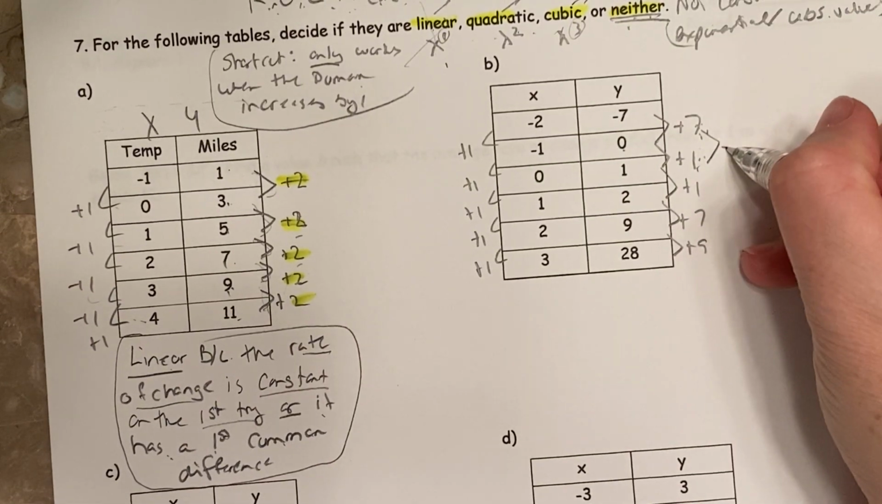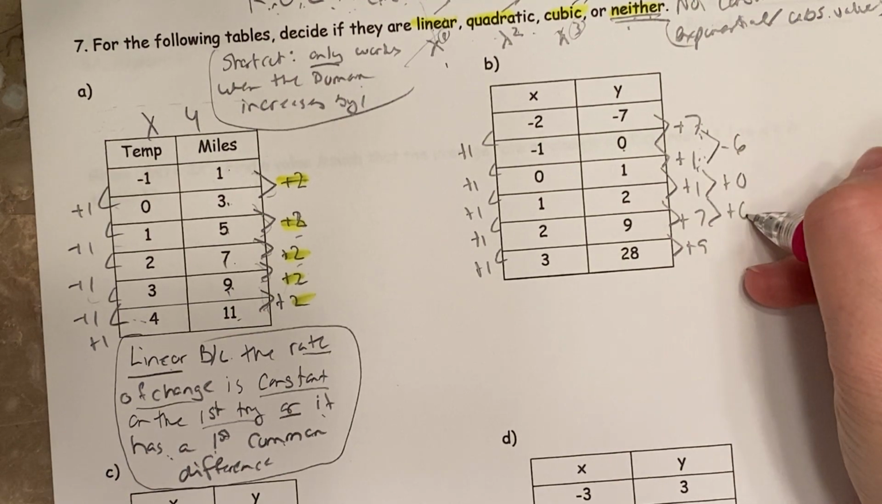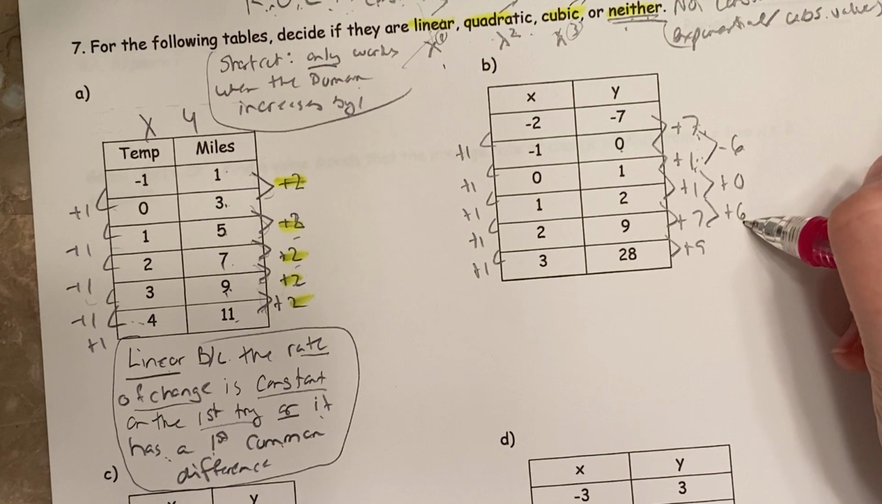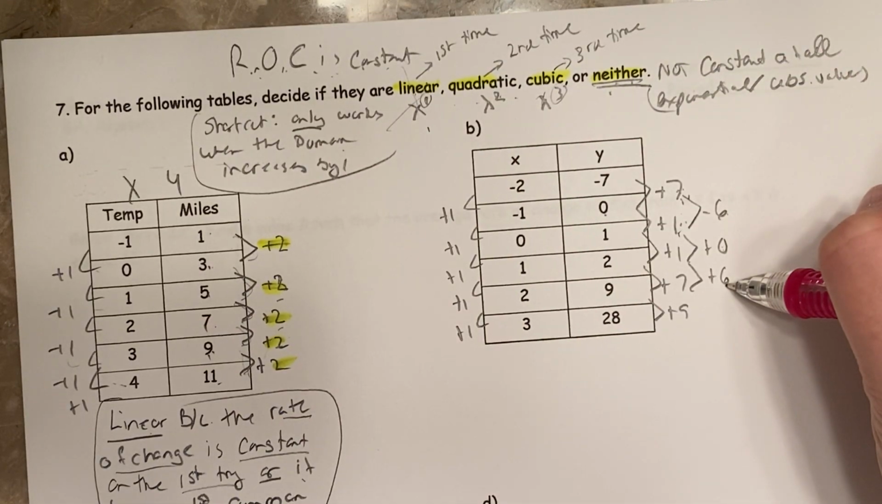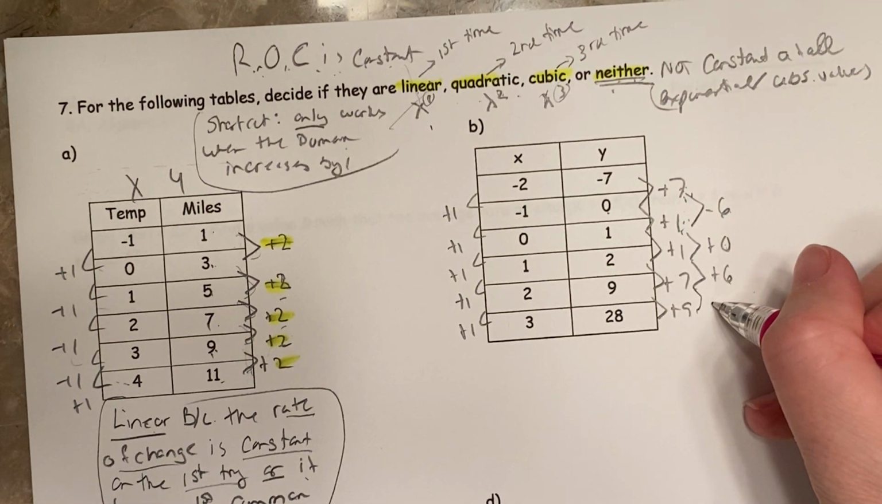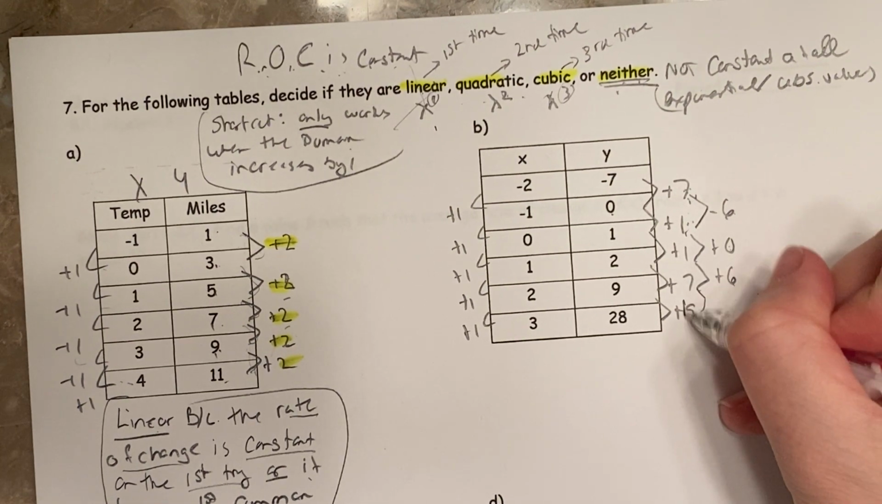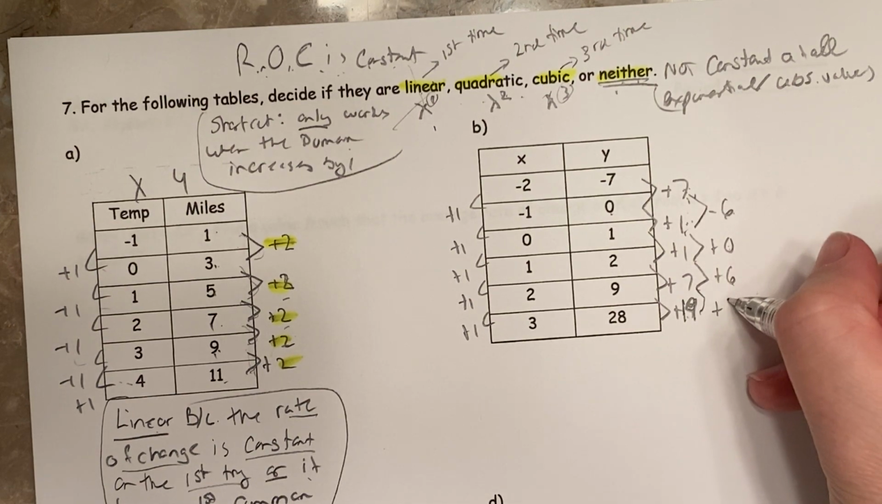7 to 1, subtract 6, add 0, add 6. Notice how this is different on the second time. So we know it's not quadratic because the second rate of change is not constant. So that's out. But again, keep going. We got to keep going. Oh, by the way, this is 19, not 9. That's 19, and that's going to get us 12.